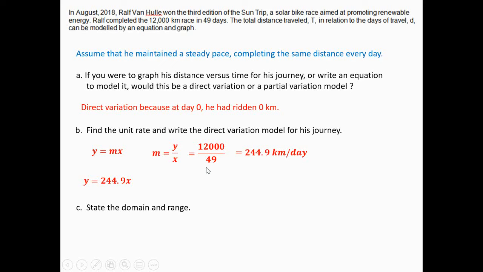So what are the possible inputs for days of this journey? Well, we know the domain has to be from 0 to 49 because he started at 0 days and then he ended at the 49th day. So that's our domain, all the possible x values, or d values in this case.